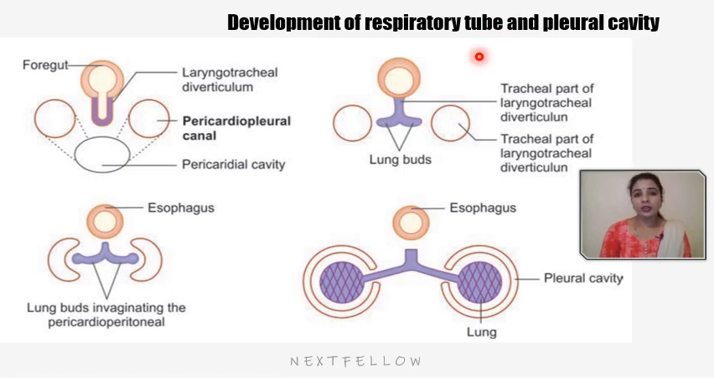So the right and left pericardio-peritoneal canals form the right and left pleural cavities respectively, and the visceral pleura is derived from the ventral splanchnic mesoderm, that is, the splanchnic lateral plate mesoderm. The visceral pleura is intimate with the lungs, the lung buds, whereas the parietal pleura, the outer one, is derived from the somatic lateral plate mesoderm.